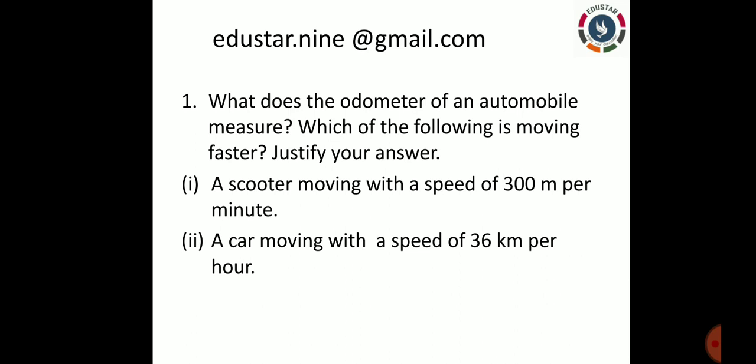A car moving with a speed of 36 kilometer per hour. So here the units are correct, there is no issue, so no need to change the unit. Here also use the formula, speed is equal to distance by time. So substitute those things and compare both the answers of the cases which you got. By seeing the answer you can write which is moving faster. Yeah children, is it easy?